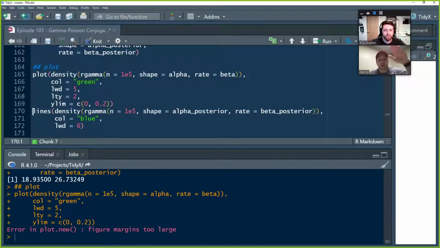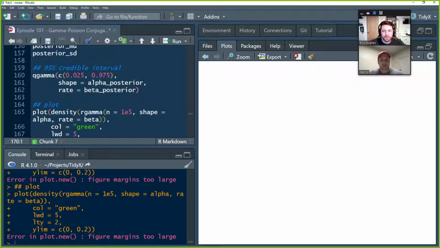So Ellis, you want to walk us through what we're plotting here? Sure thing. We're going to use rgamma to give us some random values. We're going to simulate 1,000 new values using those same alpha and beta parameters that we just calculated for Hannah. We're then going to produce a density plot using the density function. There we go. We're going to set the color to be green, the line weight to be 5, and then set the limits to be 0 and 0.2.